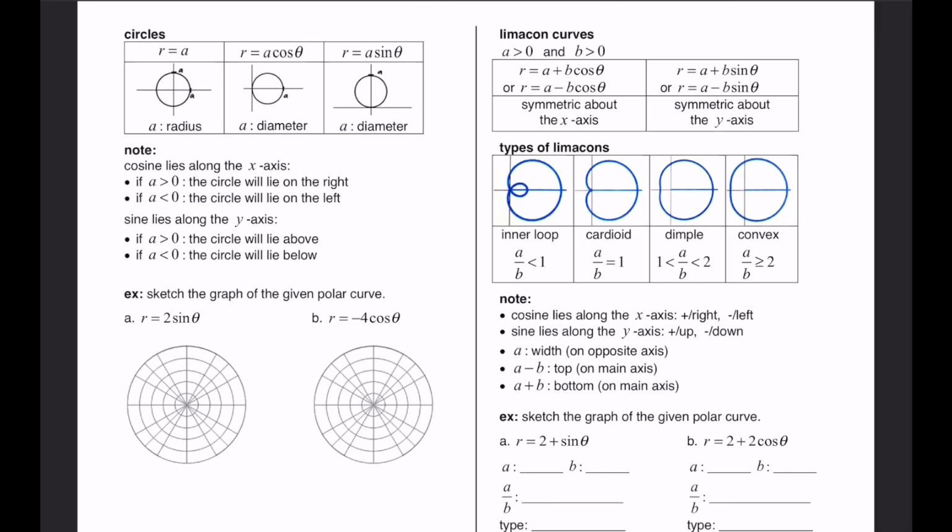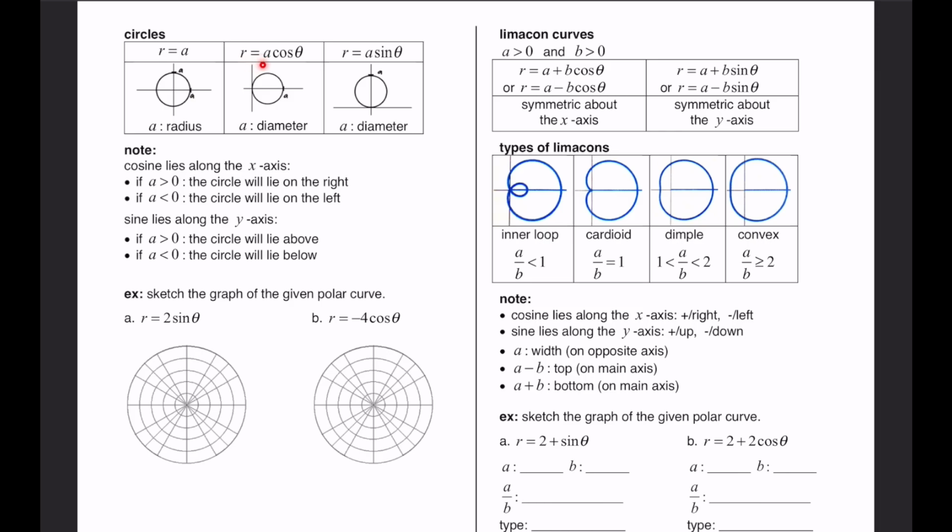Now we're going to look at some polar graphs. The first type is going to be the circles. When you just have an equation where r equals a constant value, that's going to indicate a circle with center 0, 0, and then that value a is going to be the radius going around.